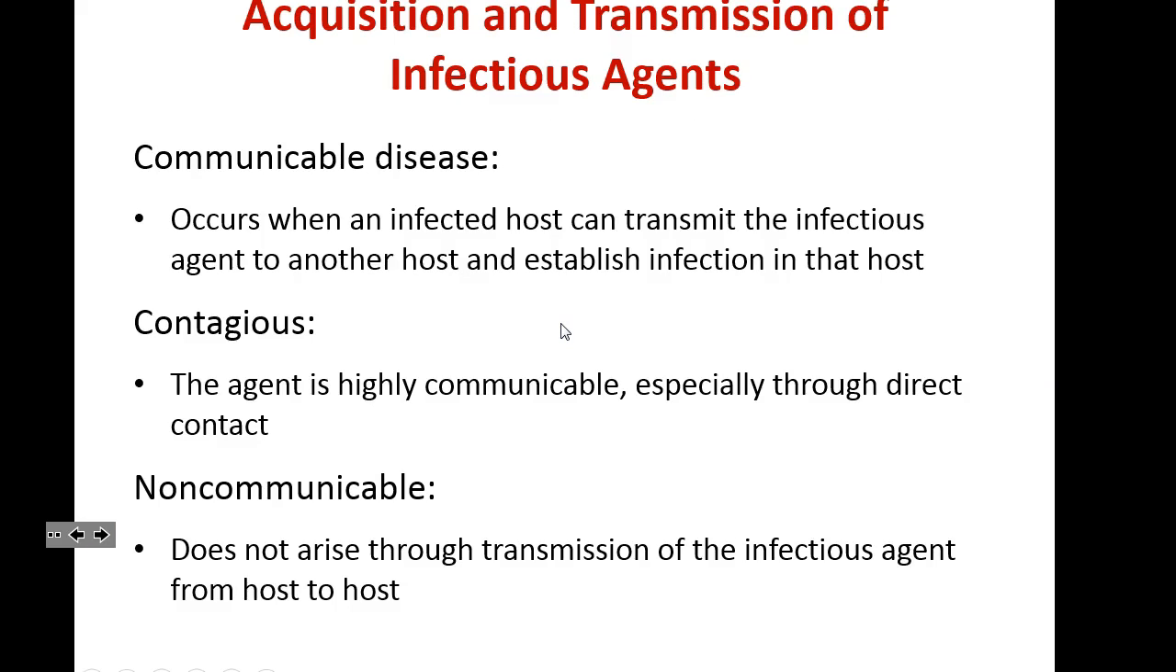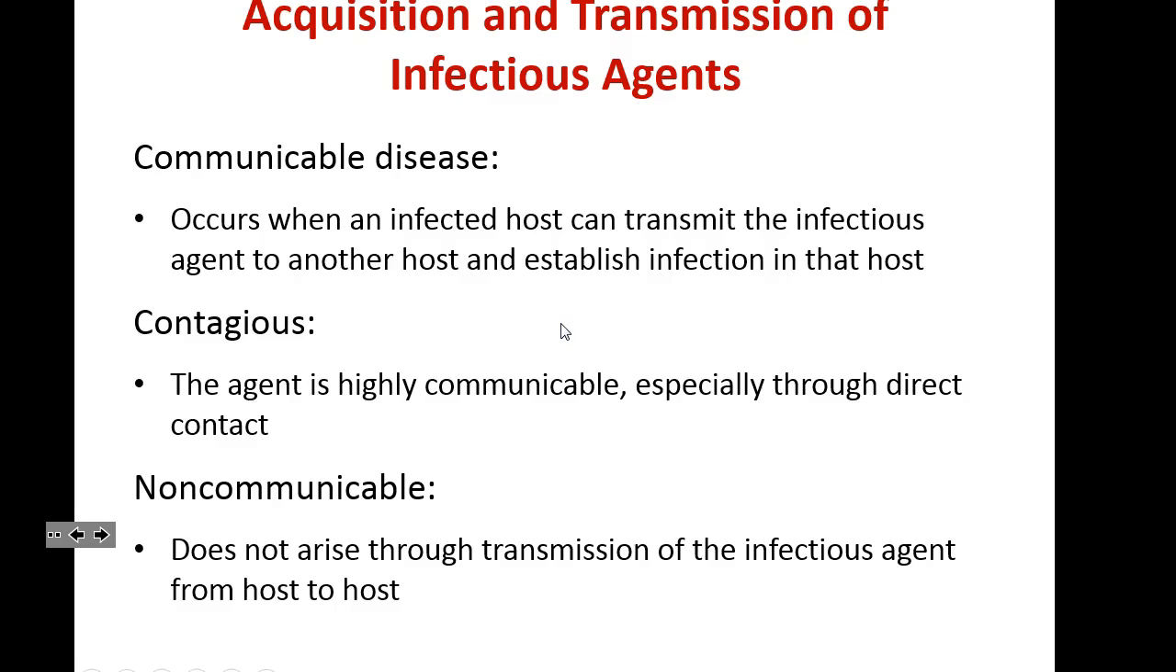Acquisition and transmission of infectious agents. A communicable disease occurs when an infected host can transmit the infectious agent to another host and establish infection in that host. Something is contagious when the agent is highly communicable, especially through direct contact. So somebody sneezes and all their little sneeze nuclei touch you, you might get the cold.